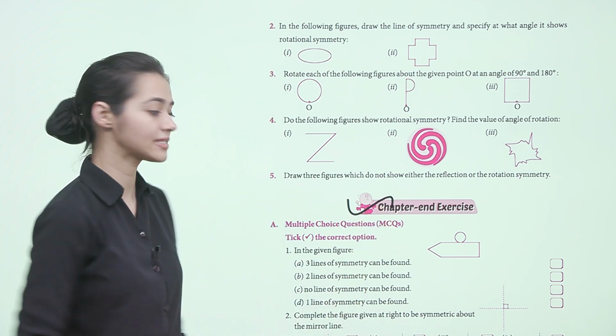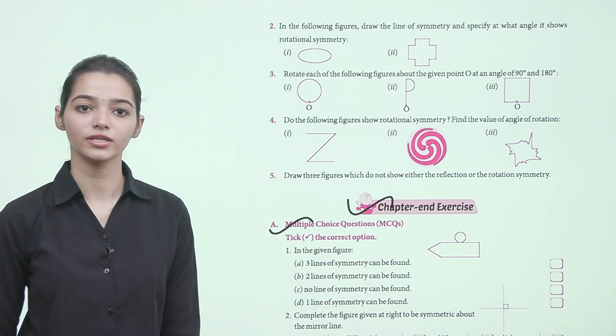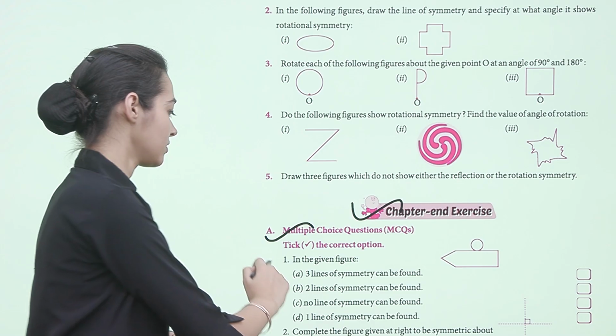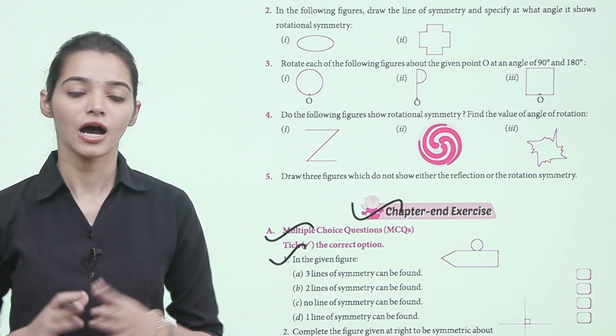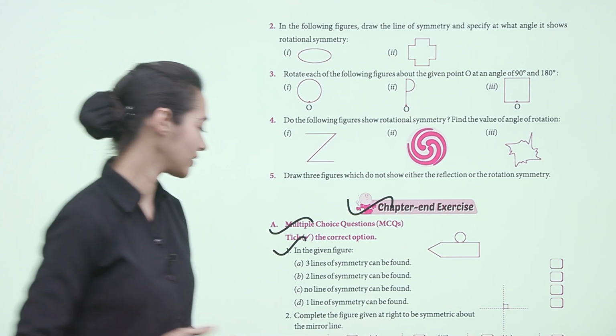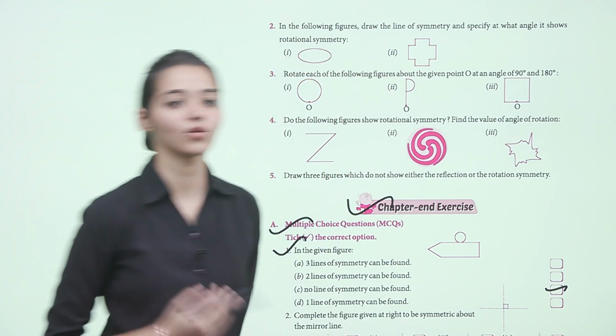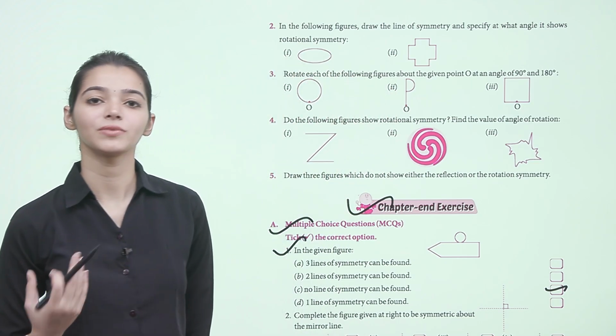Next is our chapter end exercise. Here are our MCQs. We have to choose the correct option. In the first part, in the given figure, how many lines of symmetry can be found? Very good, that is option C, no lines of symmetry can be found. That's how you can complete the remaining ones.